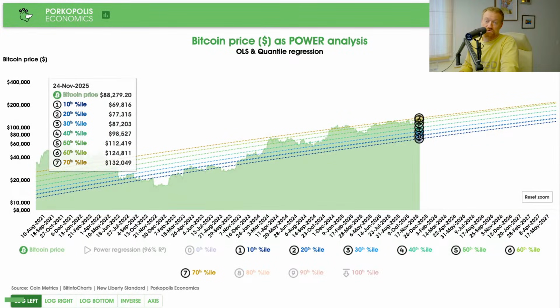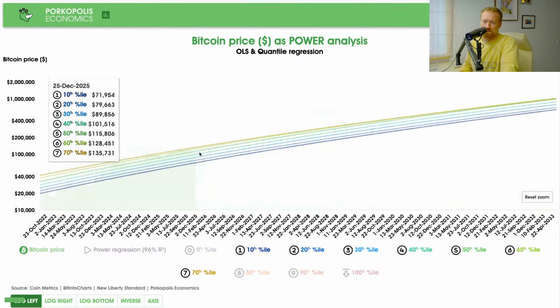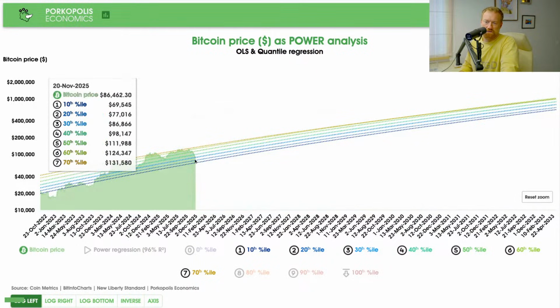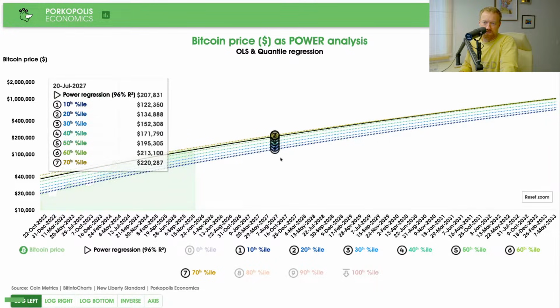So let's now use this, and let's go out to the end of the decade as our baseline, all right? I'd say pretty conservative, but baseline pricing by the end of the decade. There you go. Now notice my OLS is right about the 70th. All right, put the OLS back on.